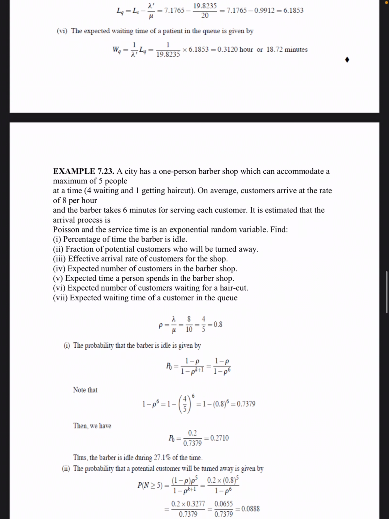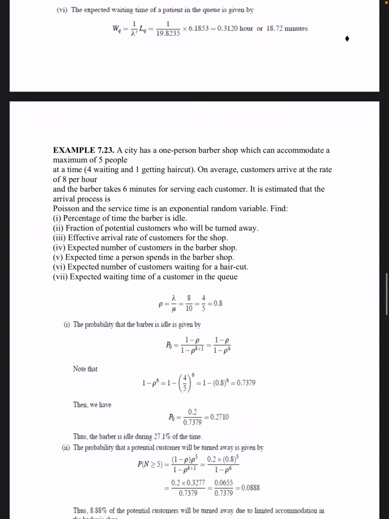Next is, a city has a one-person barber shop which can accommodate a maximum of 5 people at a time, 4 waiting and 1 getting a haircut. On average, customers arrive at the rate of 8 per hour, and the barber takes 6 minutes to serve each customer. It is estimated that the arrival process is Poisson and the service time is an exponential random variable.